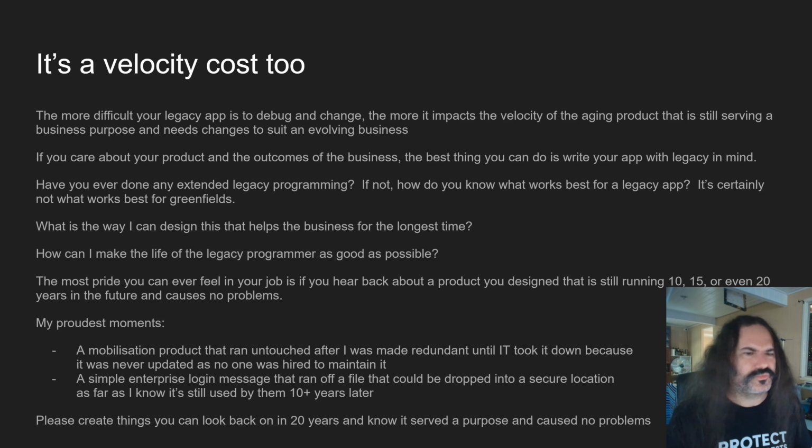And the second one was something really small and simple. When you log into an enterprise, you get a message of the day or a thing that's coming up. And I wrote a little thing for them that they could just drop some files into a secure location to configure it. And as far as I know, that one is still running 10 years on. And I think it was about 7 years after I wrote it that I heard that they were still using it, which was really, really cool.